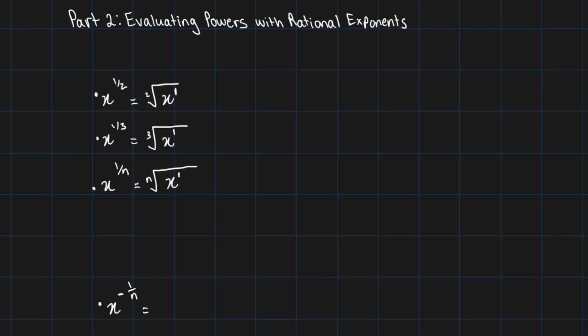X to the power of negative 1 over n. Take a second to guess what you think that would be. Just pause the video and write down your guess. This actually means, so as we know, negative just means it's a denominator. So that means 1 over the nth root of x to the power of 1.